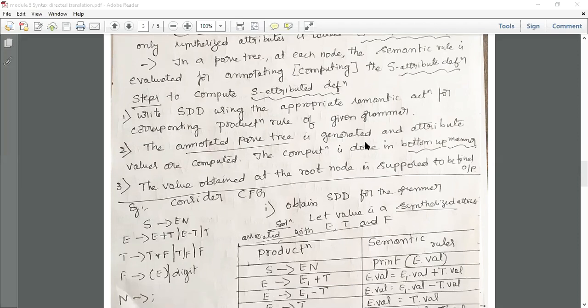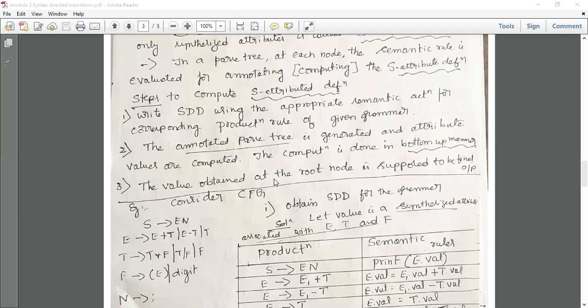Annotated parse tree is generated. We need to draw the parse tree, the annotated parse tree is generated, and attribute values are computed. The computation is to be done in a bottom-up manner. Every time they are asking in which manner we are going to draw the parse tree. Whatever parse tree you draw, in bottom-up fashion, you have to go from children to the parents, from siblings to the node. You have to be careful to draw it in the bottom-up manner.